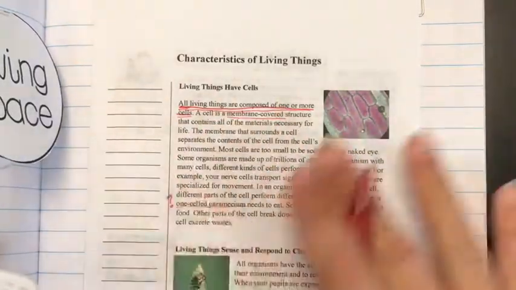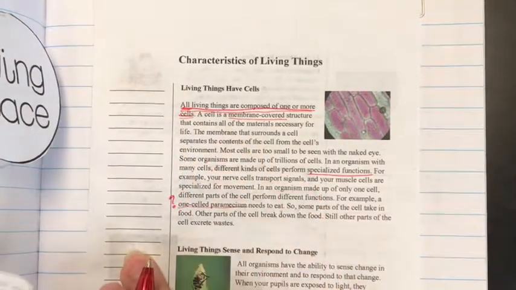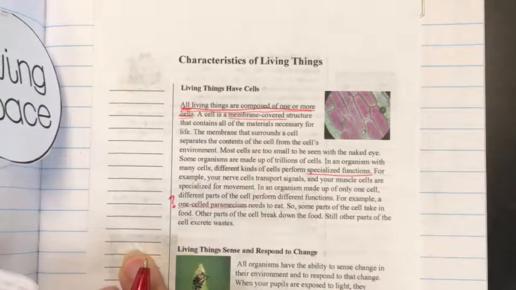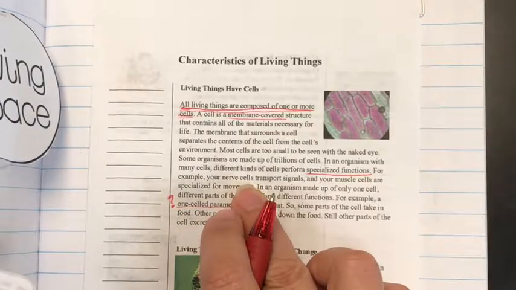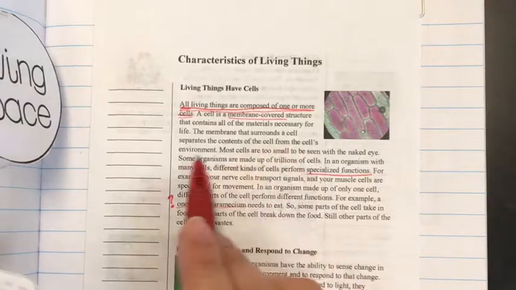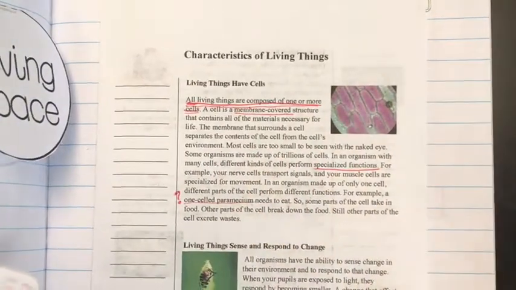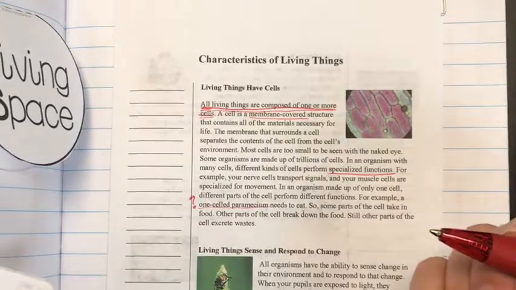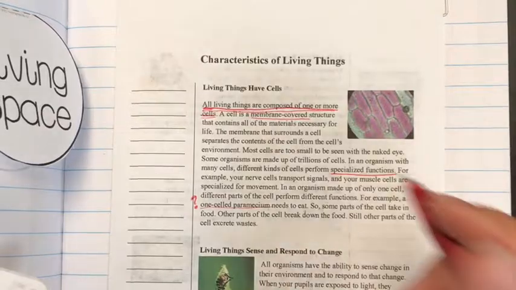So now what I'd love for you guys to do is to take this information and come up with some questions that you think might be on the test. So maybe, looking at this info, the membrane that surrounds the cell separates the contents of the cell from the cell's environment. Well, that's important. So I bet there might be a test question asking about the function of the membrane. So let's make a little test question over here on the side.